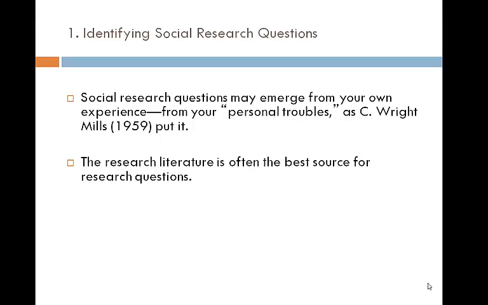In order to develop a social research question soundly, we need 3 steps. Number 1, identifying social research questions. Social research questions may emerge from our own experience, from our personal troubles. So our experiences shape the way we develop our research question. The research literature is often the best source for research questions. That's why I often ask our students to go to the library to check the literature to see what kind of things interest them in communication journals.